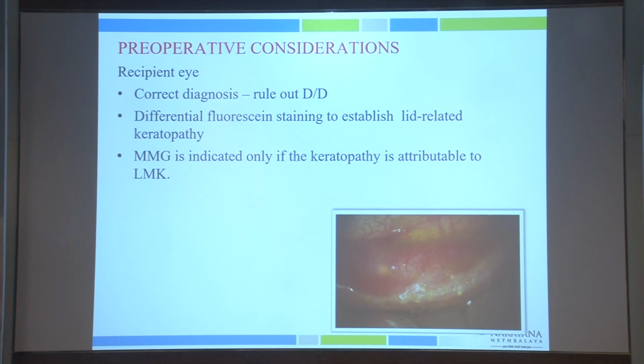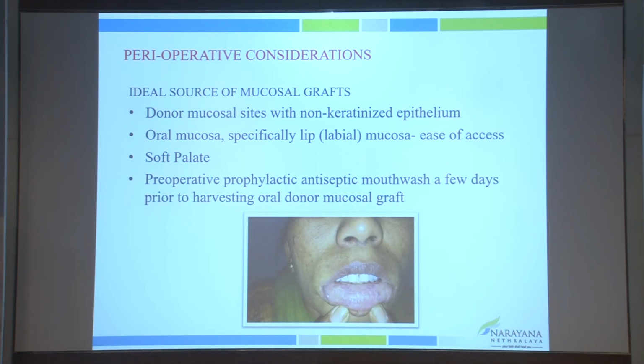Whereas if you're seeing a very diffuse staining, it could also have some amount of dry eye attributing to it. So look for a specific lid-related keratopathy. In addition, if it's a very chronic change, you can have other changes like opacification and vascularization in those regions, and that would also be an indicator.